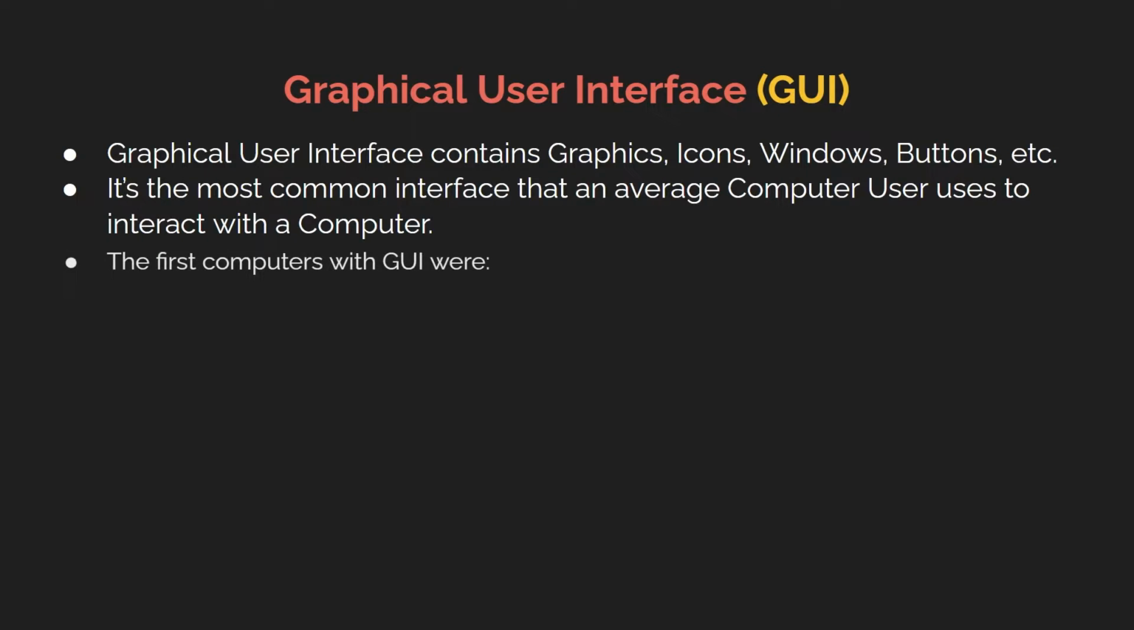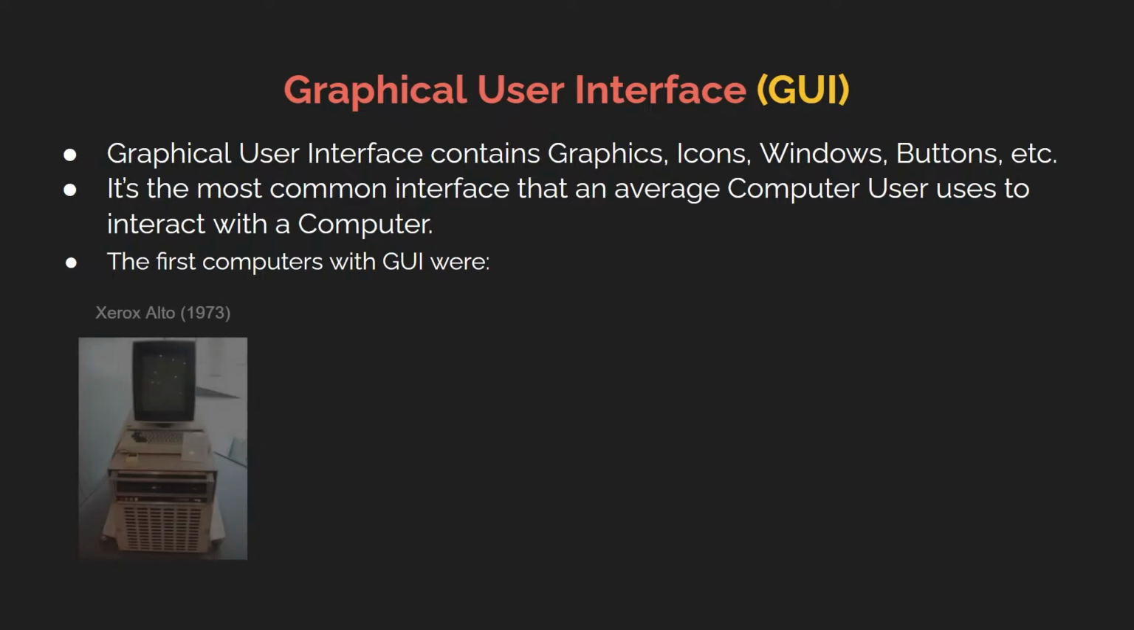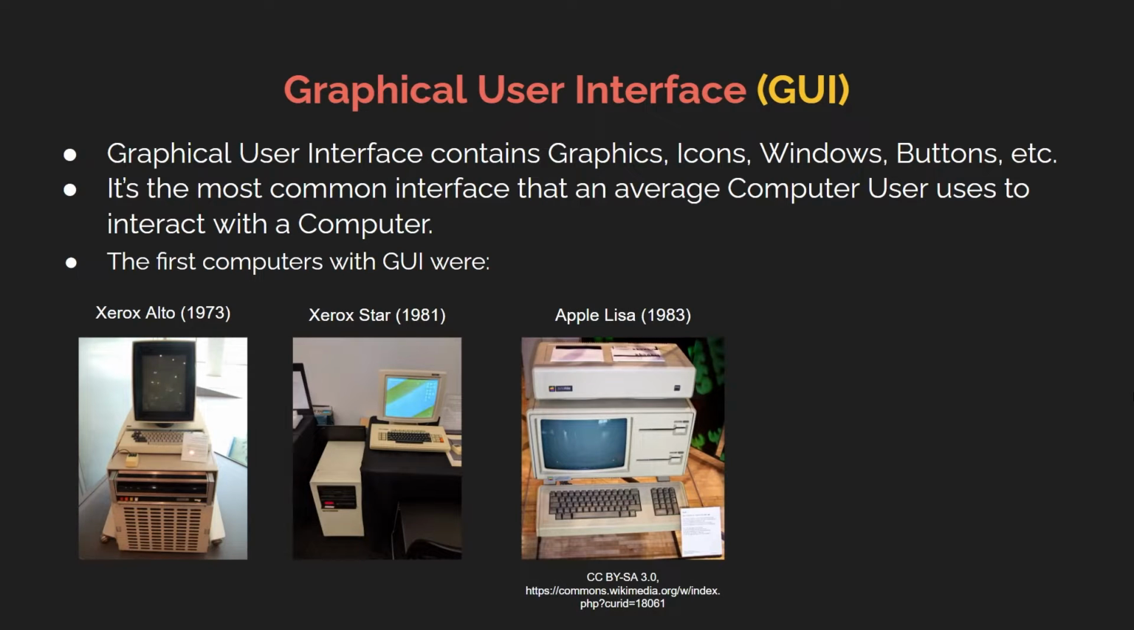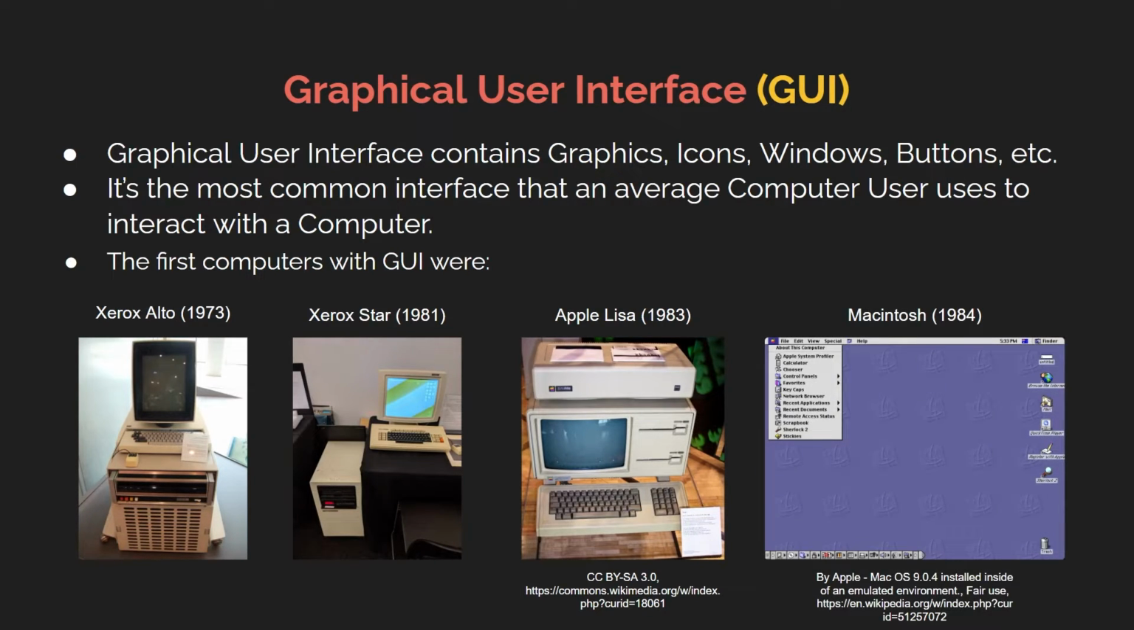Now, some of the early graphical user interface computers were, the first one was Xerox Alto. It was invented in 1973. Then came Xerox Star. It was developed in 1981. So as you can see, they have these mouse and these keyboards, and they have a screen. And then Apple got inspired by Xerox, and they created their own GUI computer. It was called Apple Lisa. It was developed in 1983. And then in 1984, they created Macintosh. And as you can see, this is how graphical user interface used to look like in the past. Now we have more developed, more beautiful GUIs, right?